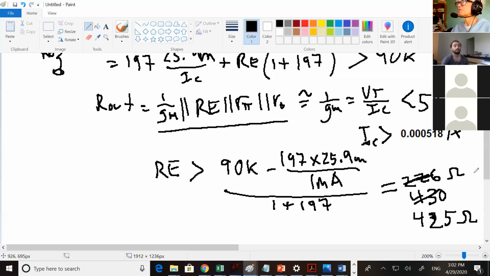But the goal today was just for you to see that you get the specs, and then when you do small signal analysis, you find equations for the values that were given to you in the specs. That was the goal of today.